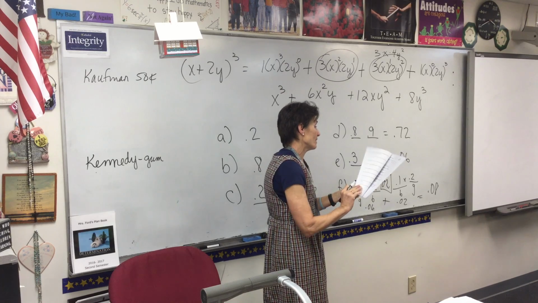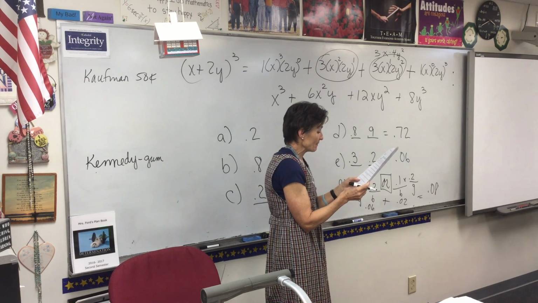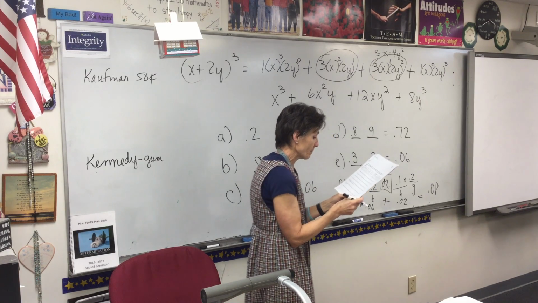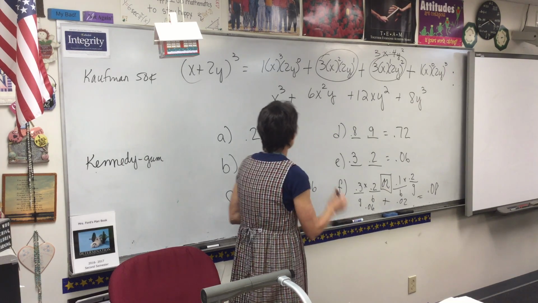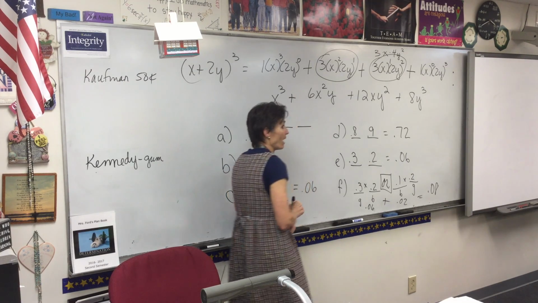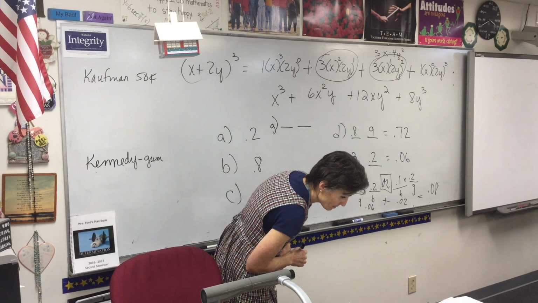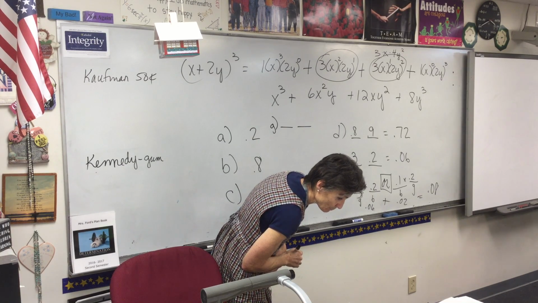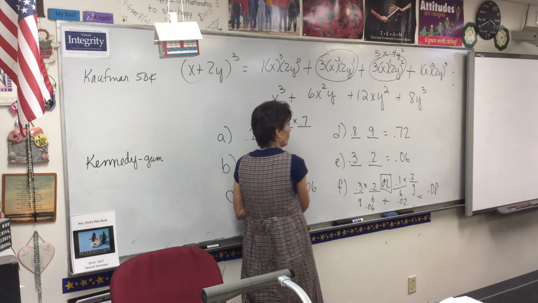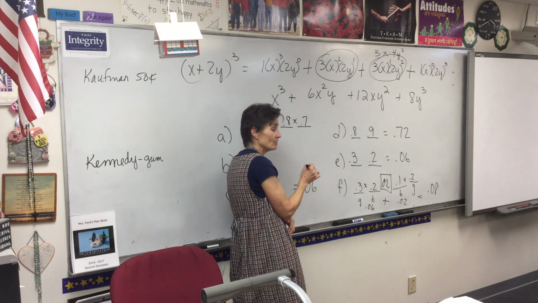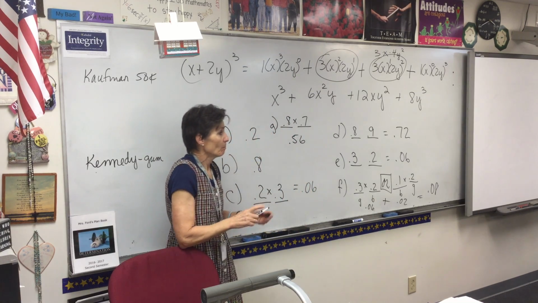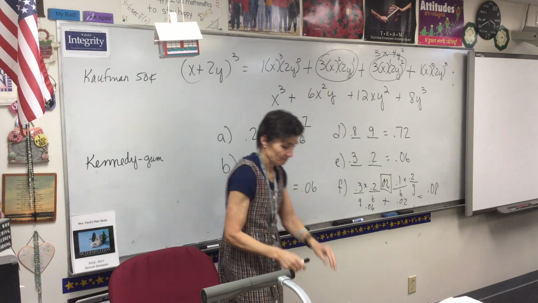And finally, G. G is the last one. If a candy is chosen from each bag, what is the probability that neither will be red? So we want not red and not red. 0.8, 0.7, and you're going to multiply those, right? You need them both at the same time. So the answer would be 0.56.